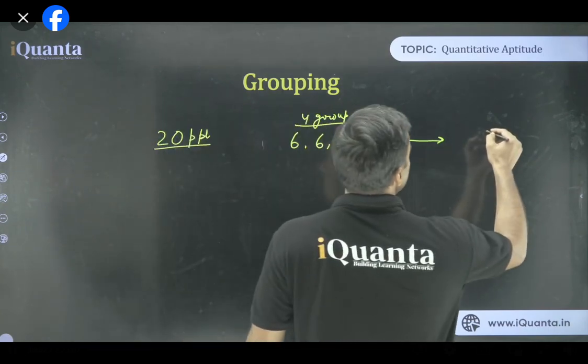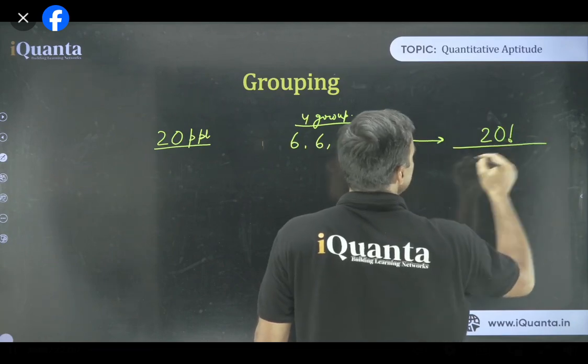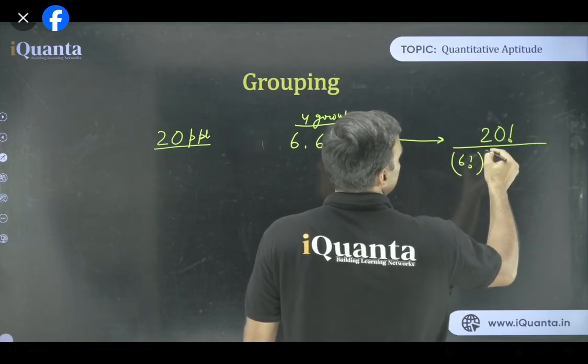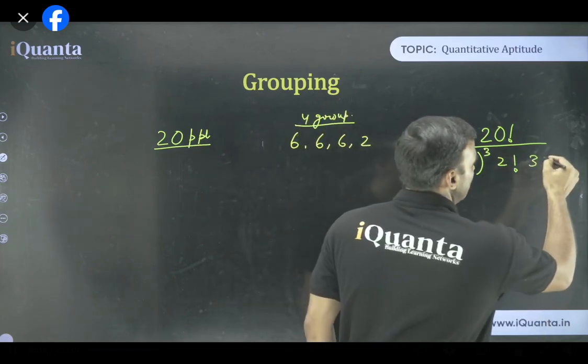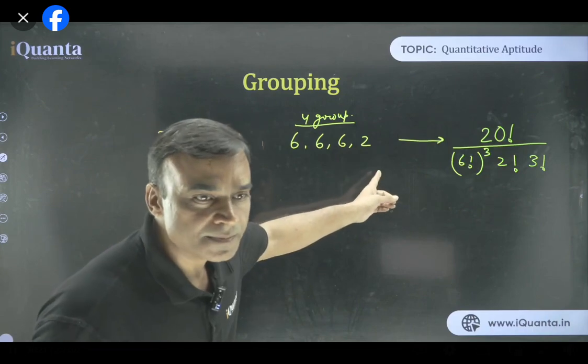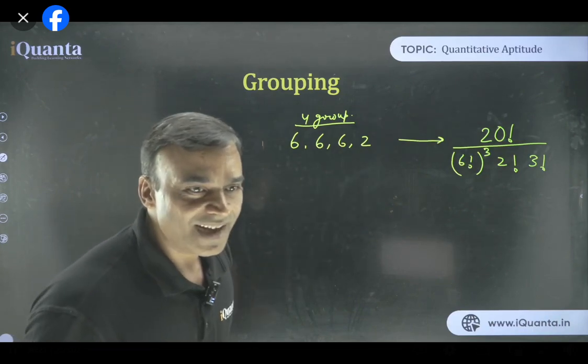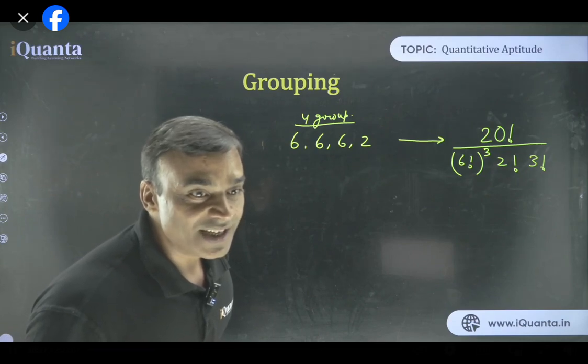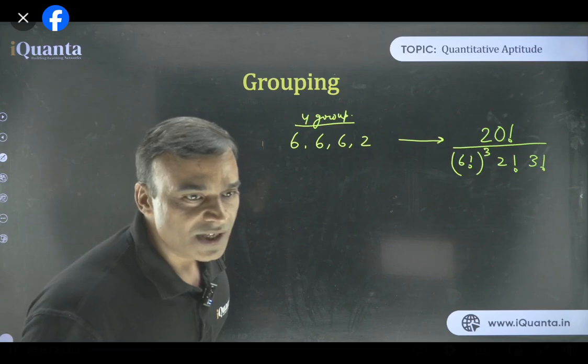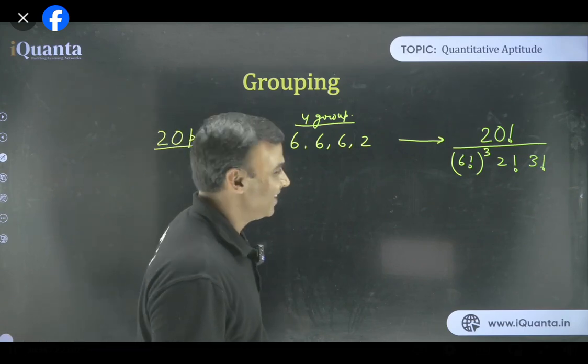Good. So I'm going to write the answer. I hope you're clear. 3 into 2 factorial. And what extra multiplication? Only 3 factorial, because not all 4 groups are same. Now only 3 groups are same. Just check that. Only 3 groups are same. Just be careful. Please understand.